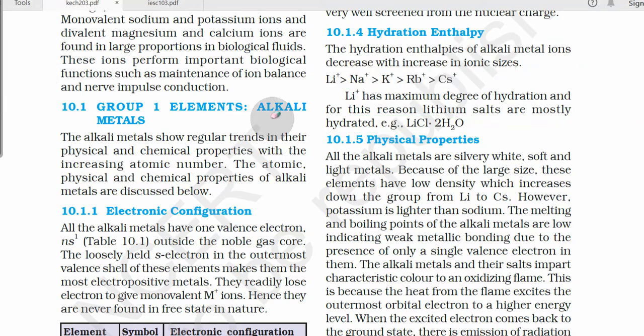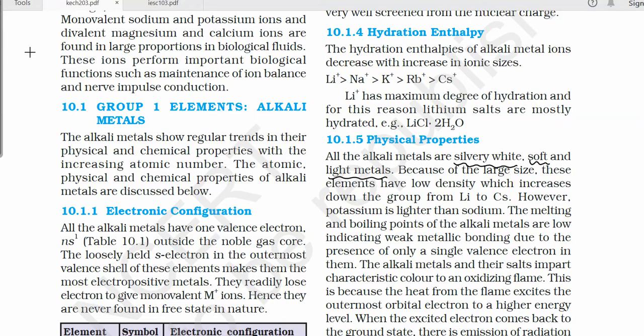Next are the physical properties of the alkali metals. Alkali metals are generally silvery white in color. They are soft, and they are very light metals. For example, sodium and potassium are really soft and can be easily cut with a spatula. Also cesium and rubidium have such a low melting point that they can easily melt in our palm.